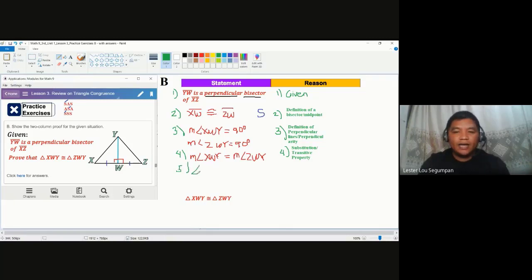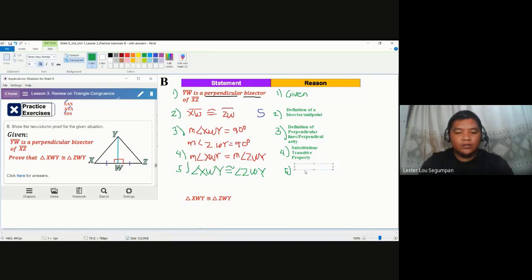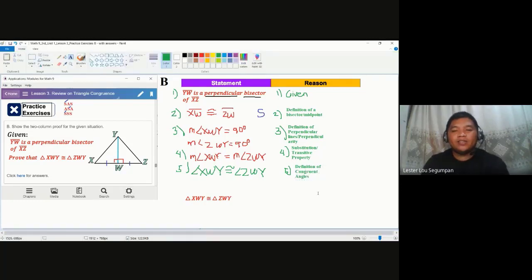angle XWY is now congruent to angle ZWY. And this means we could actually use here the definition of congruent angles. Because when we say that if the measurements are equal, then they are congruent. So we have now congruent angles here, and this is now your A.